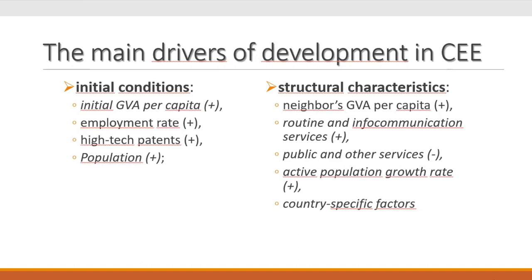So this indicates that spatial spillover effects prevail only within countries, not between countries, between the different regions of the countries, but only within countries. So I think that my results confirm, so prove the hypothesis of club convergence in the CE region.